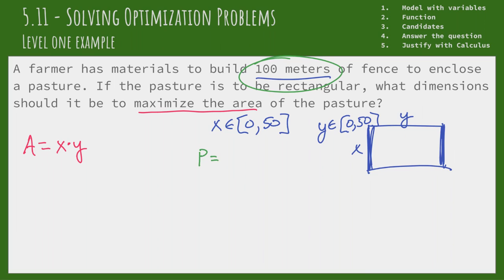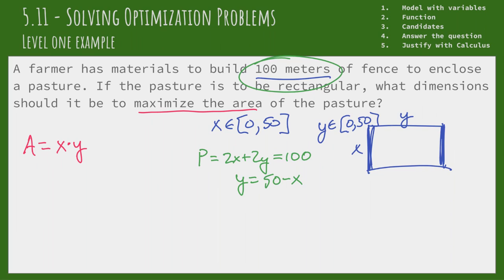Well, the perimeter is going to be 2x + 2y. And since that's equal to 100, I can use this equation to get a relationship between x and y and eliminate one of them from our area equation. So I'm going to solve. It really doesn't matter which one. So I'm going to solve for y. And if we solve for y, y is going to be 50 - x. So I subtracted the 2x, divided by 2. We get 50 - x.